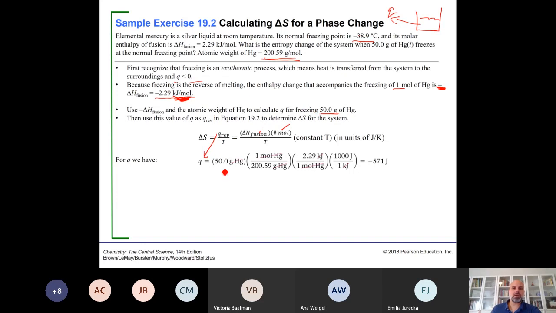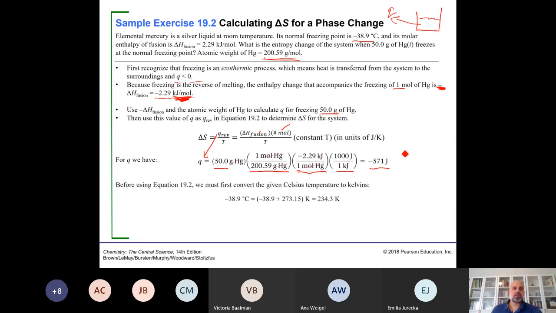In order to do that, we need to calculate our number of moles. So 50 grams times the inverse of the molar mass gives us the number of moles, which we then multiply by the delta H of fusion, minus 2.29 kilojoules for every mole. We convert from kilojoules to joules, so we end up with minus 571 joules of heat. Minus 571 joules of heat is being transferred during this freezing process.